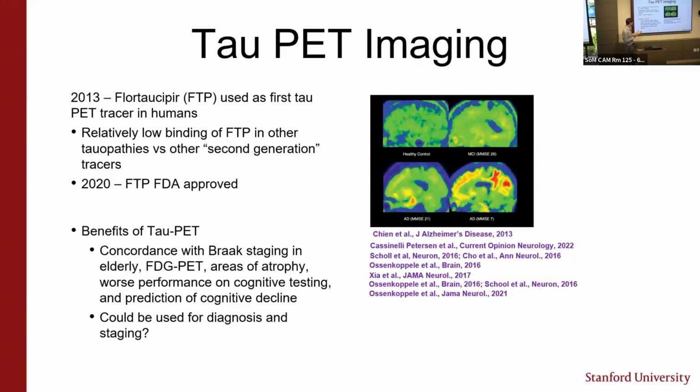So spatially, tau PET shows concordance with Braak staging in autopsy sections. There's concordance in the imaging pattern with hypometabolism on FDG PET. There's concordance with areas of atrophy on structural imaging, and then with worse performance on cognitive testing and prediction of cognitive decline. So for such a powerful imaging modality, I think there are a lot of questions currently. Can it be used for diagnosis and staging of Alzheimer's, but also for identifying atypical forms of the disease that don't fit with the Braak staging model?